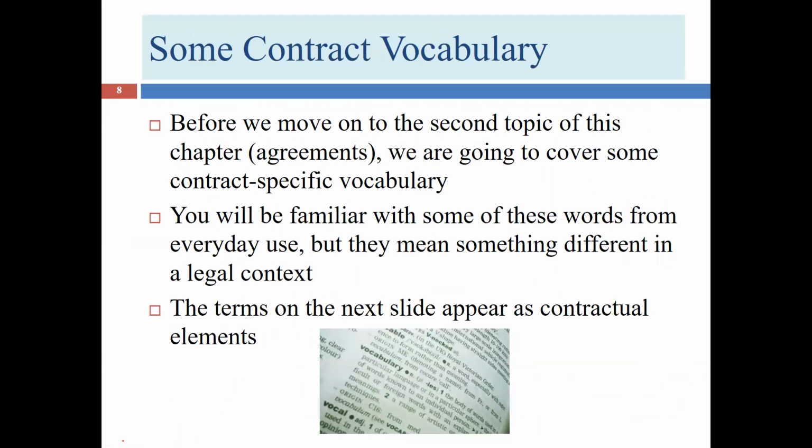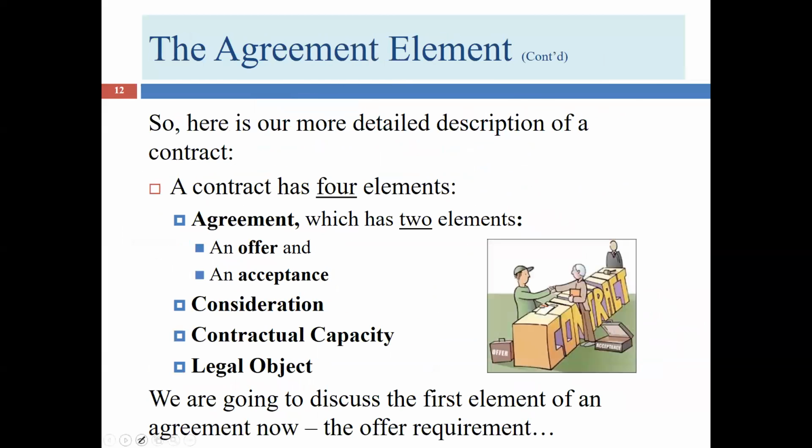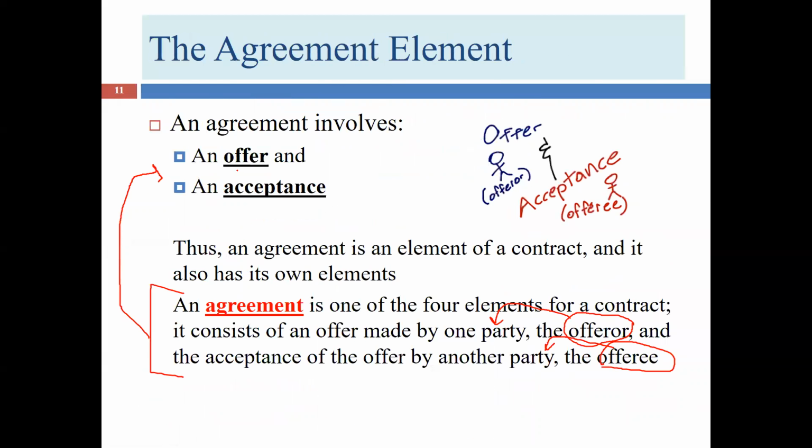So let's go back and talk more about agreement. So we know we need to have an offer and acceptance. If we just have an offer but no acceptance, we don't have an agreement, and therefore we don't have a contract. If we somehow have an acceptance without an offer, we don't have an agreement, and therefore we don't have a contract.